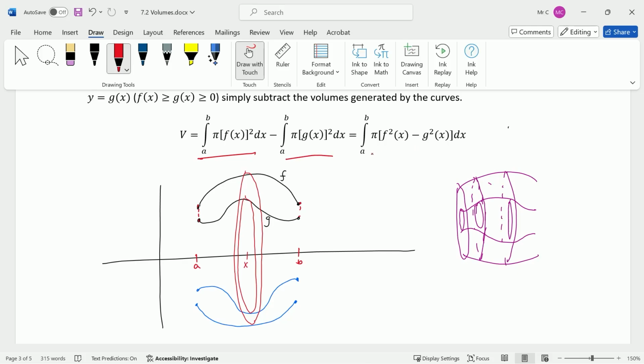And you can also simplify that by combining it into one integral, writing pi times f squared minus g squared dx. The key thing is to think of this f of x here as your outer radius, the larger radius, and to think of g of x as your inner radius for your disk, for your washer, I should say.